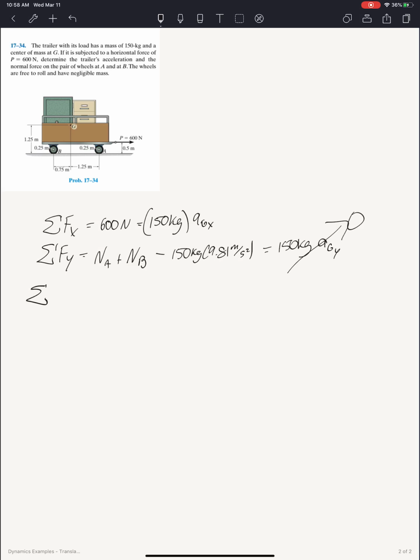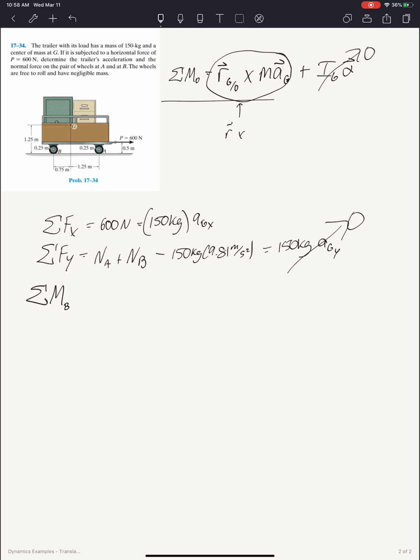Then I'm going to sum the moments about specifically point B. If I sum the moments about any other point, I have to do m, well, let me write it this way, r of g with respect to O crossed with ma of g plus Ig alpha. Of course, in this problem, alpha is 0, so I'm not so worried about that. We just have this part of the equation. This is kind of familiar, and I want you to think about it like this. I want you to realize how much r cross ma is like r cross f.